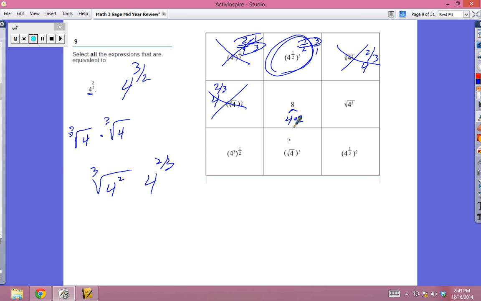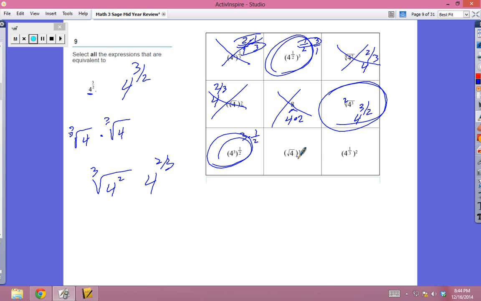So, no, that's not going to be 8. We can kill 8. This guy right here, 4 to the 3, the index, if there's not one, it's a square root, so it's going to be 4 to the 3 halves. That one's good. Times your exponents, 3 times 1/2, that's going to be 3 halves. That's good. And this is the same as this.